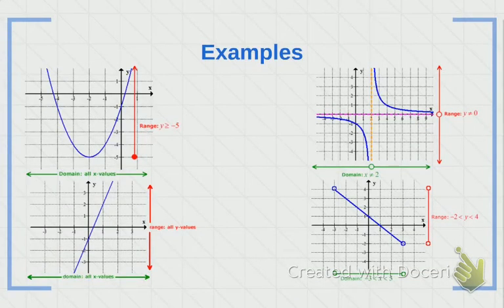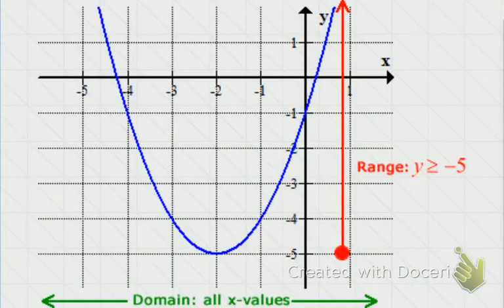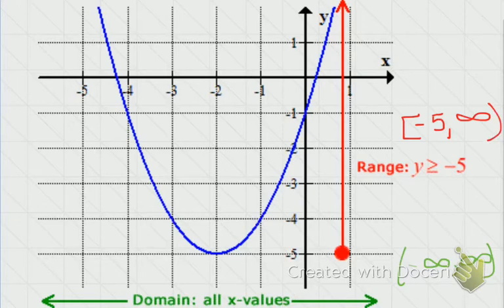So let's take a look at some examples and give the domain and range in interval notation. For example, this parabola, all of the x values can be put into the function, which is x squared. So if we want to say all x values, we give the domain as negative infinity to positive infinity. And the y values only go from negative 5 up. And since they do hit negative 5, let's use a closed bracket here, and then they go to positive infinity on the other side.